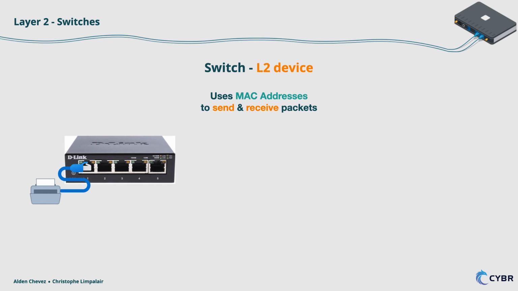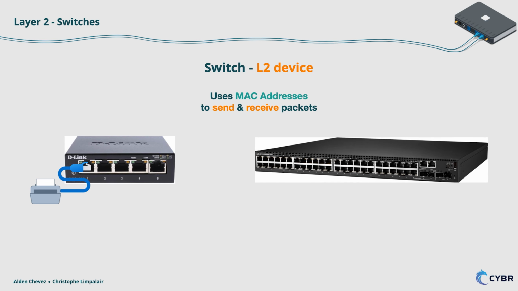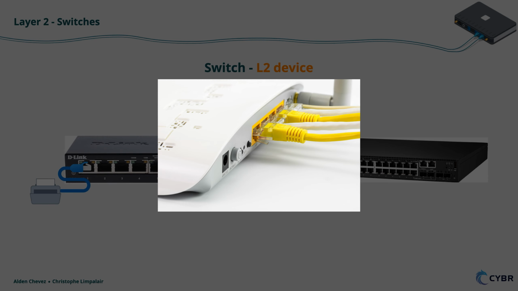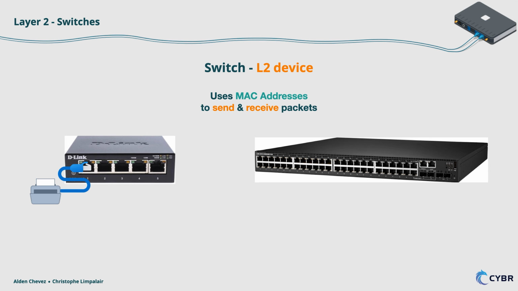There are a number of different switches in many different sizes, and you can usually visually identify switches by the number of ports that they have. Routers, which we'll discuss in the next chapter, typically have fewer ports, maybe somewhere between 2 to 4, while switches, on the other hand, usually have at least 4 to 8 ports, all the way to 48 ports.